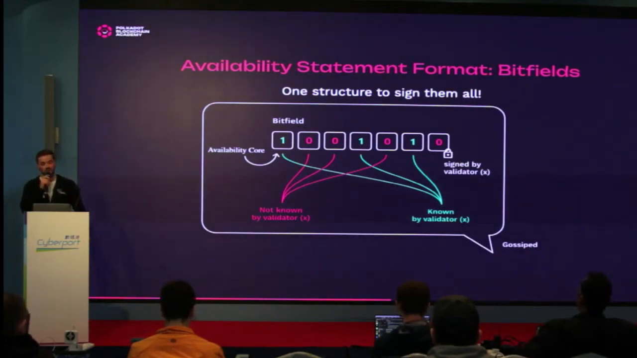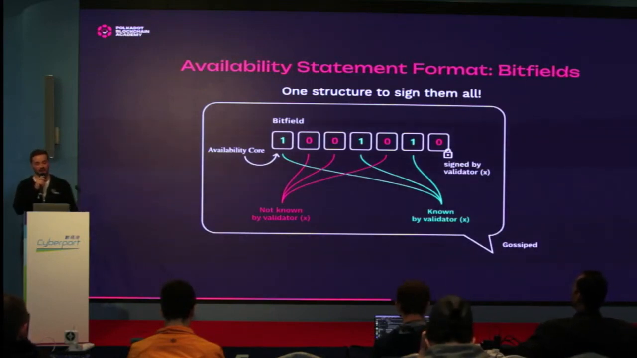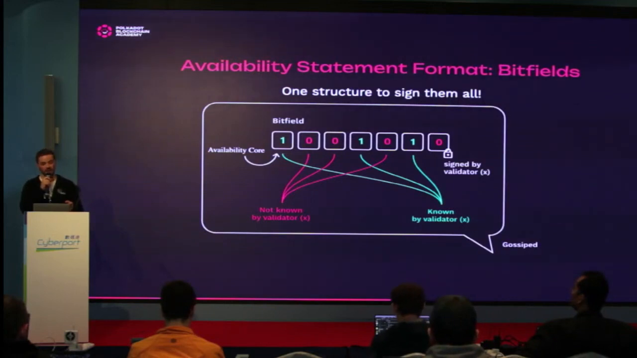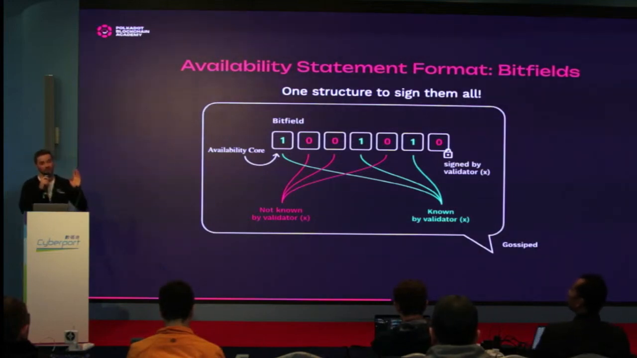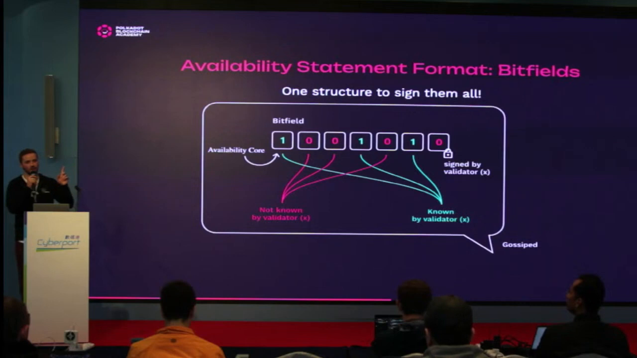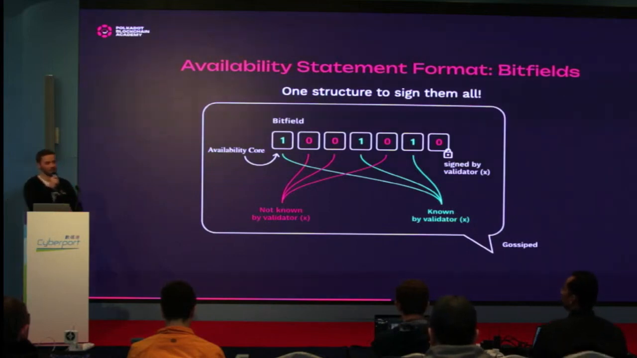So what we use is a structure called a bit field. Each bit represents a single availability core, and if the bit is a 1, then from the perspective of a single validator, it says, I have my chunk for availability from this particular core. So if there's a proof of validity, a parachain block candidate associated with that core at this moment, and I have a 1 in my bit field for that core, that means I have my chunk for that proof of validity.